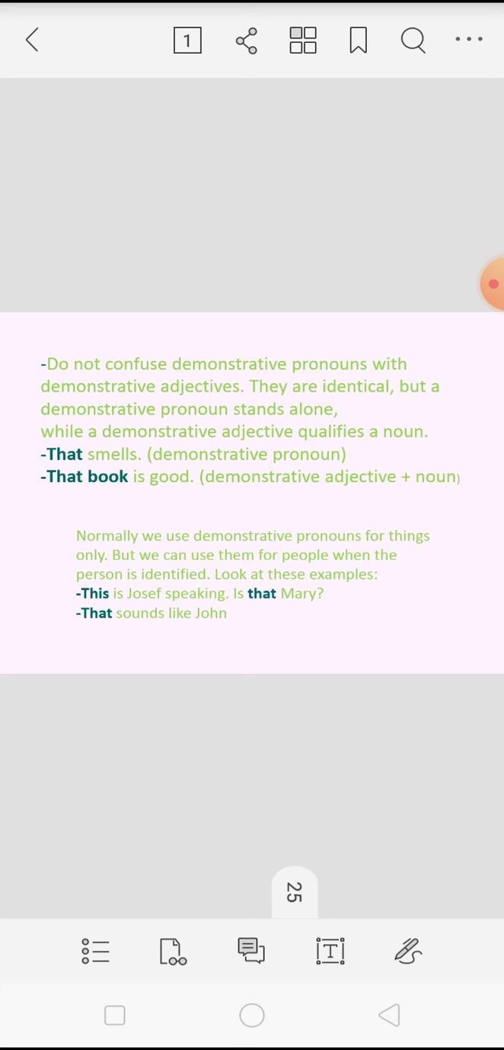Normally we use demonstrative pronouns for things only, but we can use them for people when the person is identified. Look at the examples. This is Joseph speaking. Is that Mary? That sounds like John.